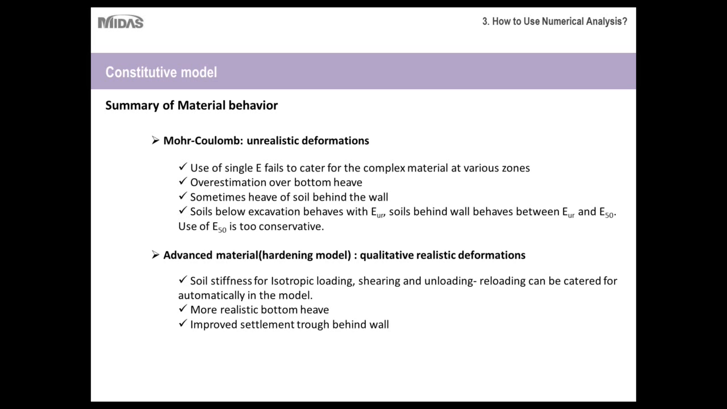So let's see the advantages of the advanced Mohr-Coulomb. It gives qualitatively realistic deformations. Soil stiffness for isotropic loading, shearing, and unloading-reloading can be catered for automatically in the model. It gives more realistic bottom heave and improved settlement trough behind the wall. So like I said, if you have more information, more parameters, more field tests, you can more accurately simulate the soil behavior and account for all these phenomena.